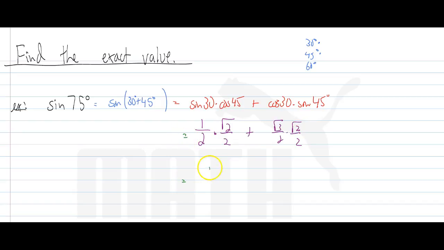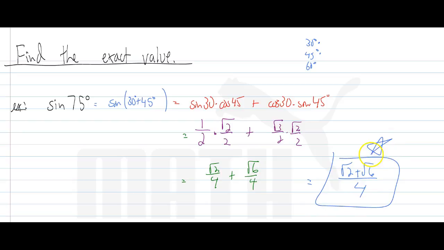So now when we multiply these, that's root 2 over 4 plus root 6 over 4. And because those have the same denominators, we can combine those together to get root 2 plus root 6 over 4. This is the exact value for the sine of 75 degrees.